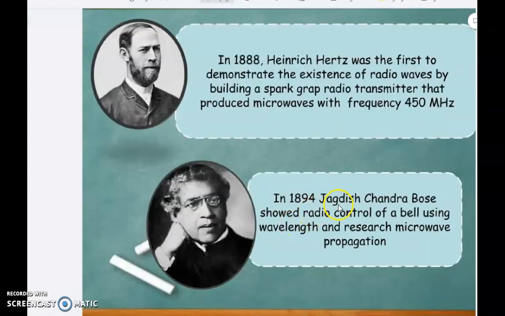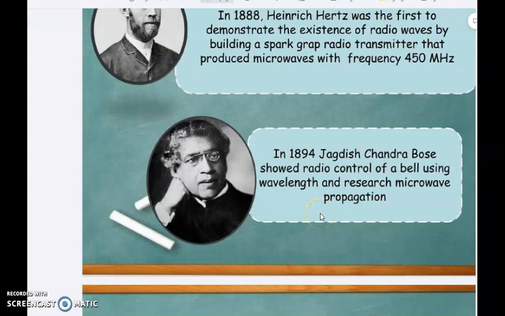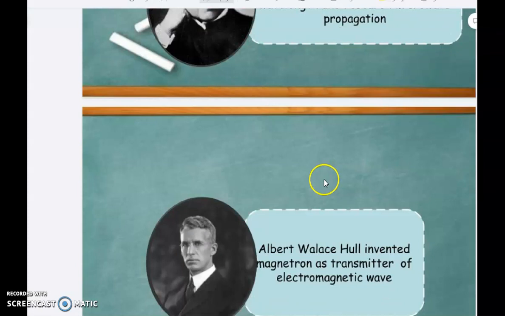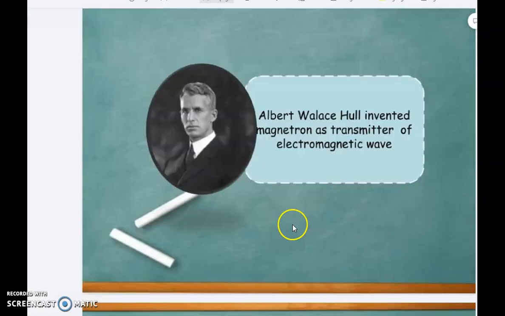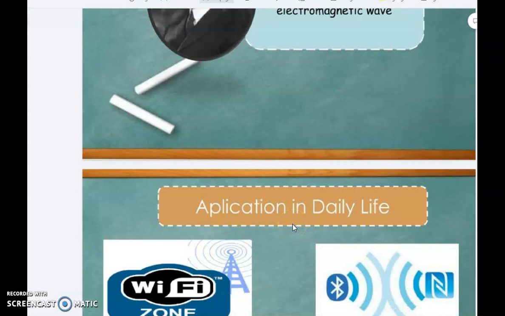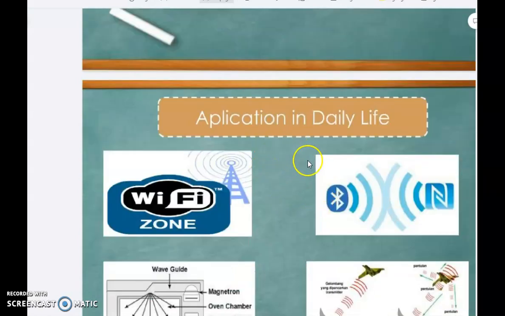We know that we have another gentleman, Jagdish Chandra Bose. He showed radio control of a bell using wavelength and researched microwave propagation. We have also Albert Wallace, who invented the magnetron as a transmitter of electromagnetic waves, and so many other things. So I would like us to see what the applications of this are in daily life.